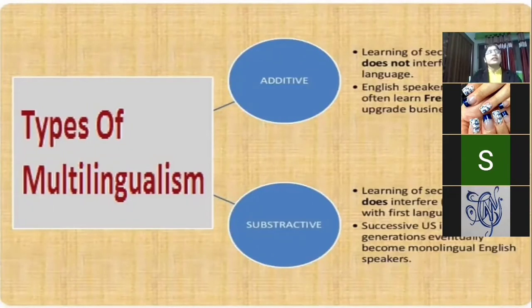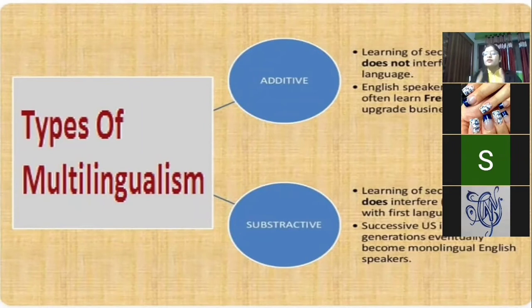The second one is the subtractive type of multilingualism. In this, the first language is being hampered by the acquisition of the second language. When we acquire a second language, the first language is being hampered. When you go to America and apply for citizenship, like Indians who go to America and become citizens of America, what is happening over there? As their generations move on, what will happen?